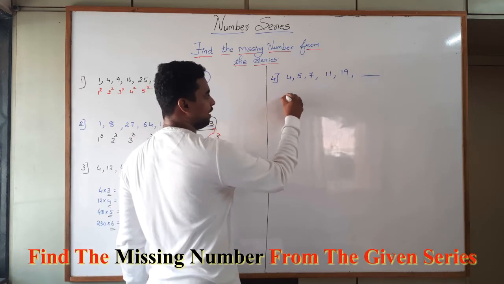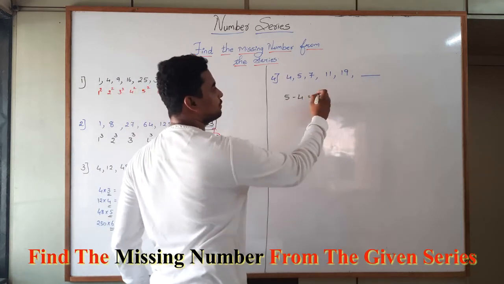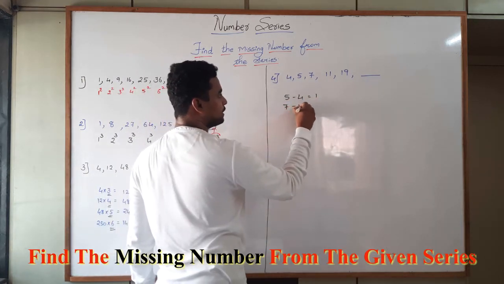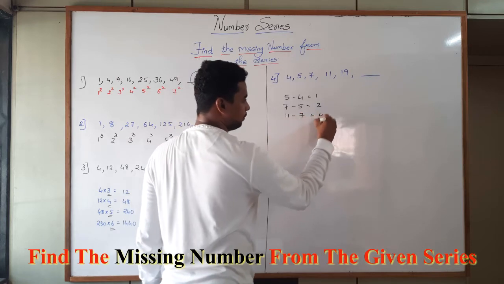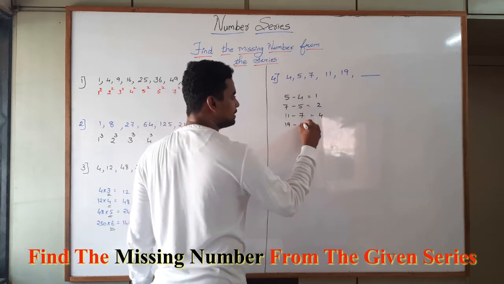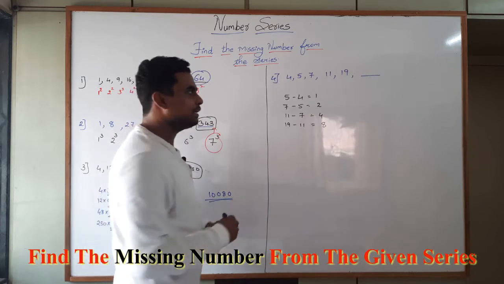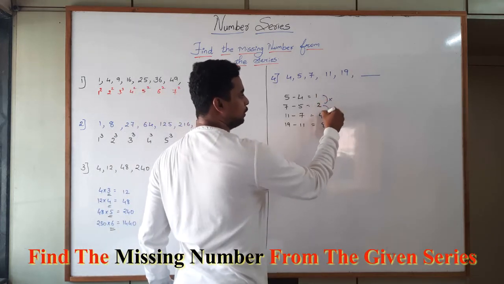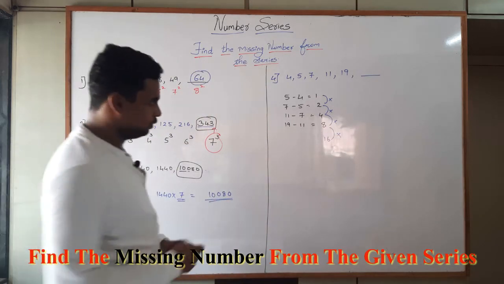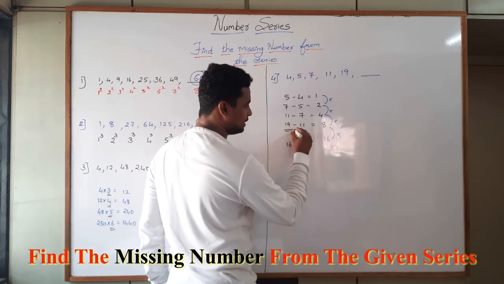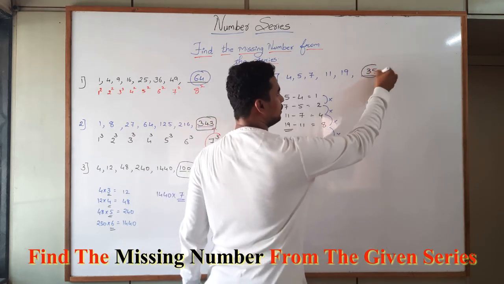Subtracting first, 5 minus 4 is, sorry, not 3, my mistake, 5 minus 4 is 1. Then I have 7 minus 5 is 2. Then I have 11 minus 7 is 4. Then I have 19 minus 11 is 8. So here you will see the difference in the numbers is increasing by multiplying by 2. So multiplied by 2, multiplied by 2, multiplied by 2. The next difference that I will get is 16. So 16 plus this 19 will give me the number 35. So the next number in the series will be 35.